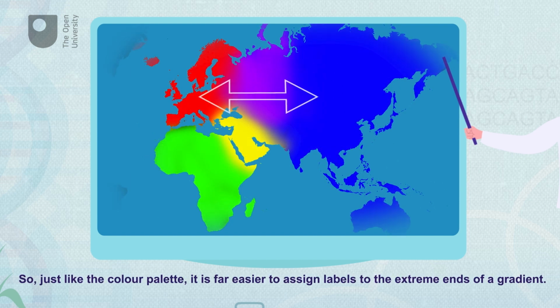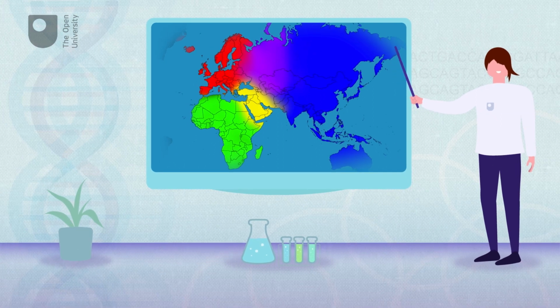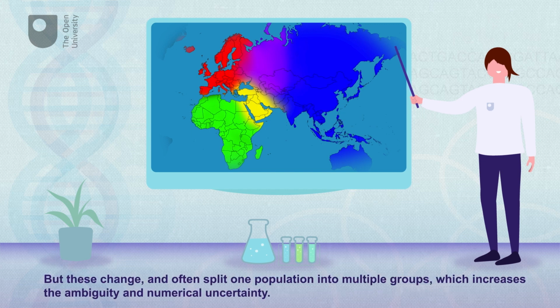So, just like the colour palette, it is far easier to assign labels to the extreme ends of a gradient. For example, in the Europe-Asia horizontal gradient, people of West Europe are often considered the most typical European. This is how we think informally. But assigning fine-scale labels, such as in the middle of a gradient, is very difficult and ambiguous. Our tendency is to use political boundaries, but these change and often split one population into multiple groups, which increases the ambiguity and numerical uncertainty.